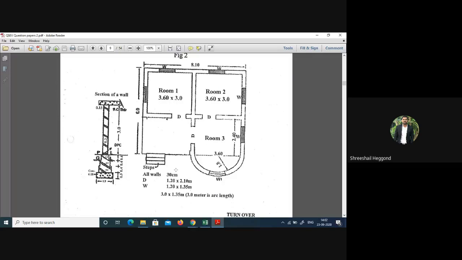Where the internal radius is 1.8 meter, we need to find out what will be the center line length of the semicircle wall by using the same equation, pi r.